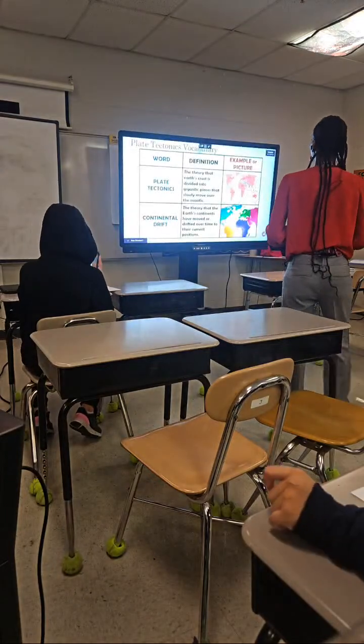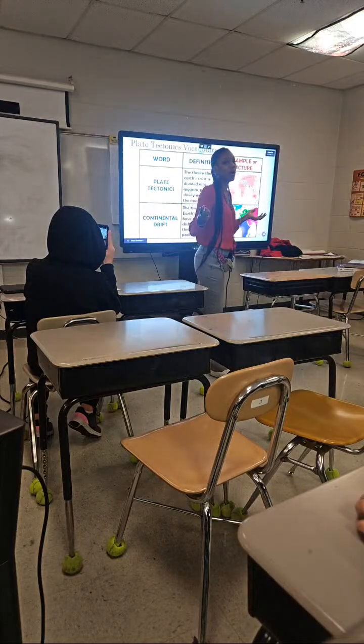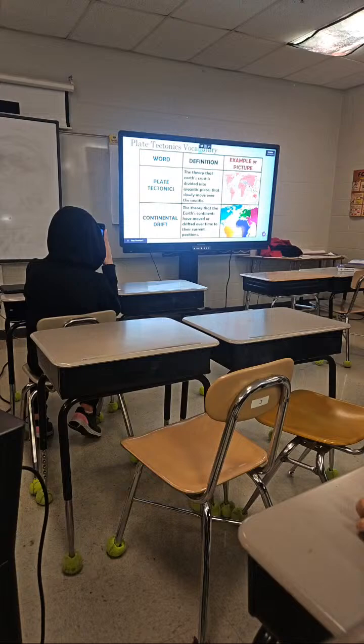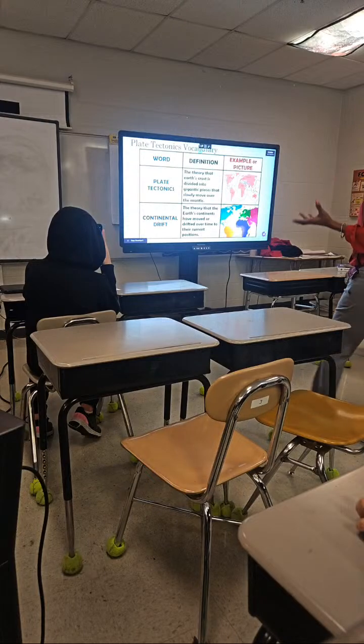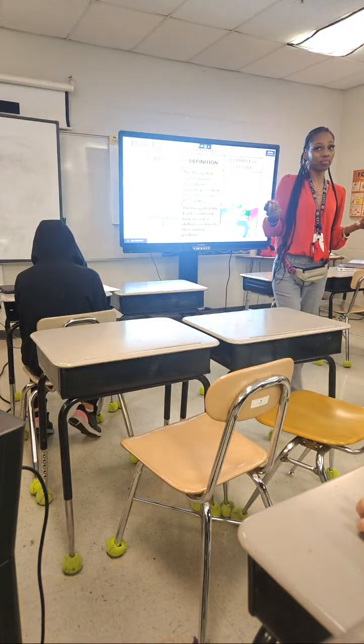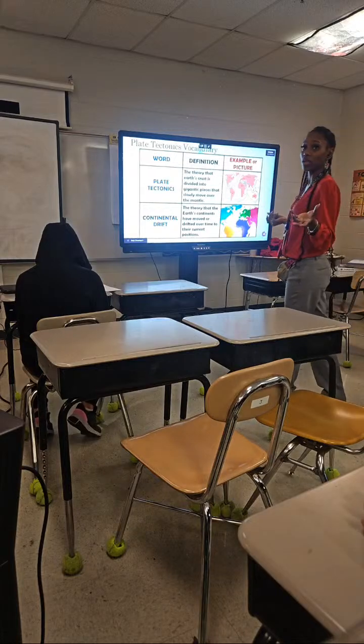So again, plate tectonics is when the earth is divided into giant pieces that slowly started moving apart. The continental drift is when the continents at one point in time were together and they started drifting over time, approximately 13 centimeters per year to where they currently are.